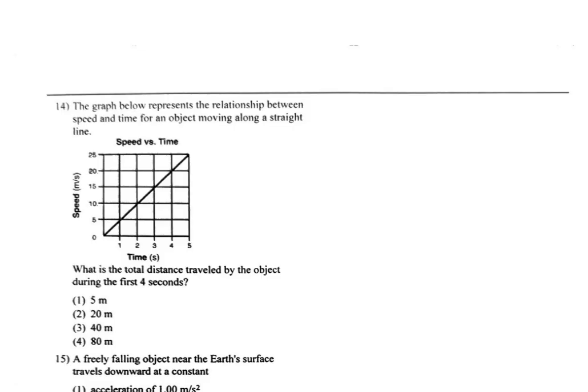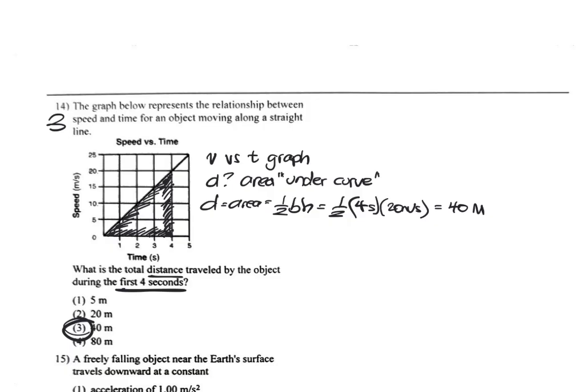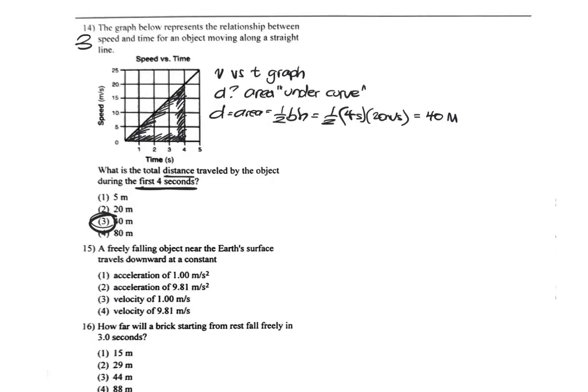Okay, so 14, another motion graph. It's a v versus t graph, and it's asking about the distance. The distance is the area under the curve, and it says the first 4 seconds. So I'm only interested in the triangle for the first 4 seconds. So there's my triangle. I'm going to do 1/2 base times height. Distance is the area, 1/2 base times height. 1/2 times 4 times 20 is 40 meters, choice 3.